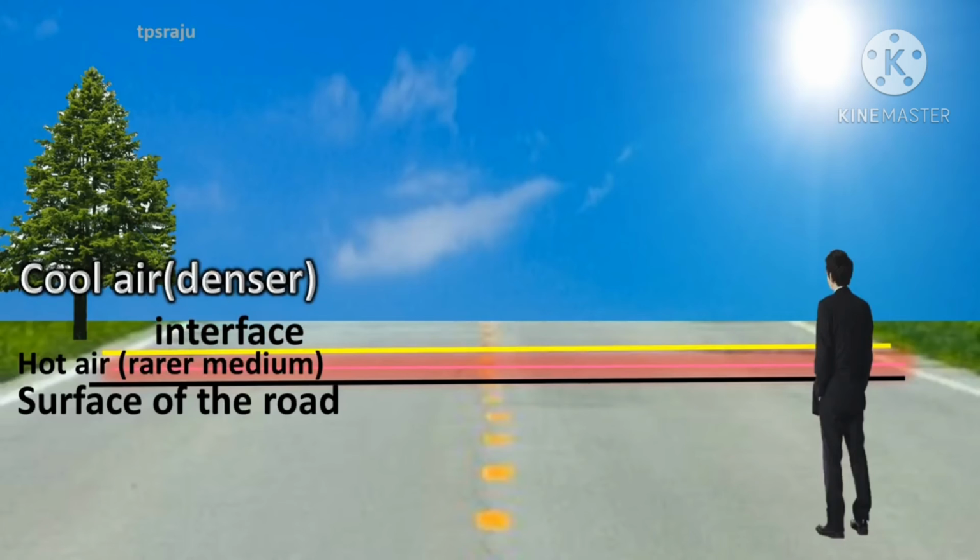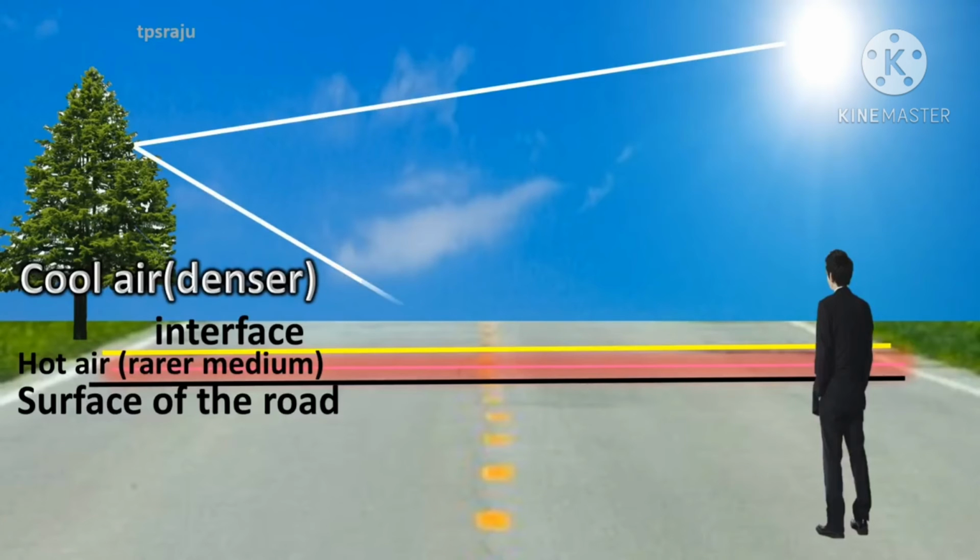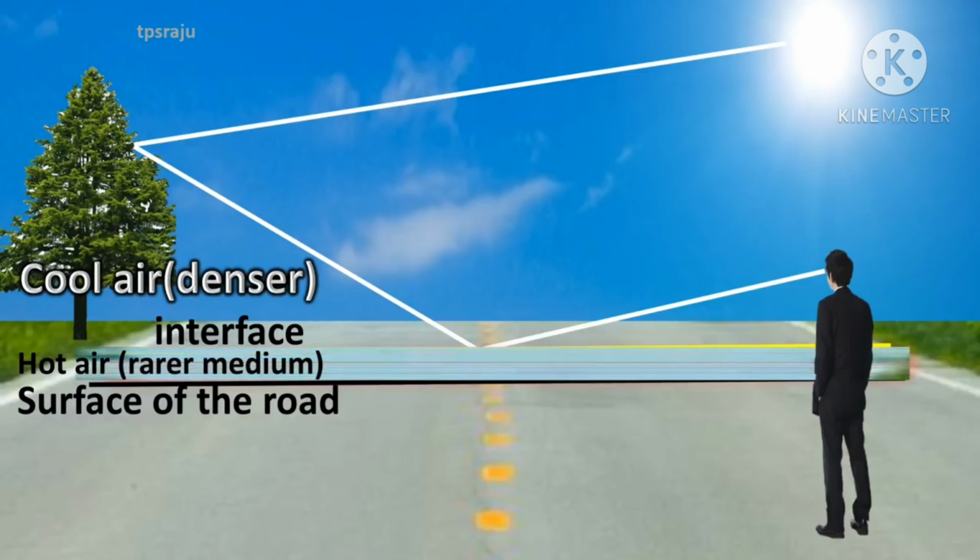Right. When the light from a tall object such as tree or from the sky passes from cool air to hot air, it takes a curved path because of total internal reflection. This appears to the observer as if the ray is reflected from the ground. Hence we feel the illusion of water being present on road, which is the virtual image of the sky and an inverted image of tree on the road.